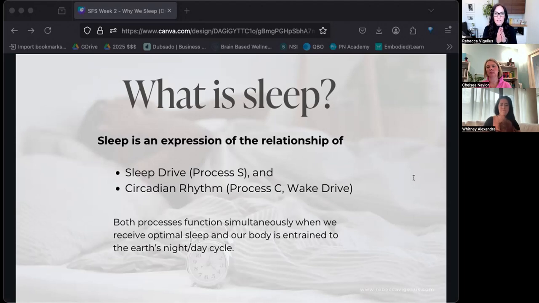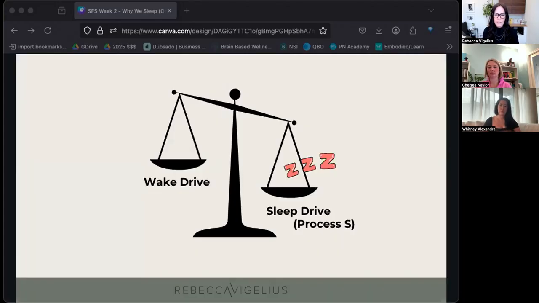When these processes come together and function really well, we've got optimal sleep and we feel entrained with the earth. We're in sync with the seasons. We're moving through things fairly well. When they're out of sync, we feel all those issues that I've talked about before, right? We can't find our words, we don't feel good physically, all of those things. And process S, or sleep drive, is basically our hunger for sleep.